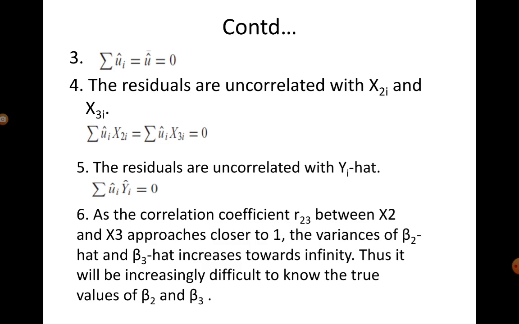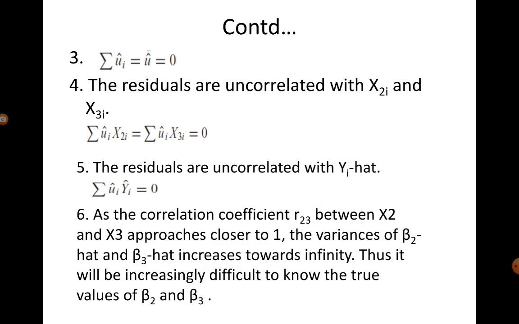The sixth property is something slightly new. It states that as the correlation coefficient R23, this is the correlation coefficient between the two independent variables x2 and x3, approaches closer and closer to 1, the variances of beta 2 hat as well as beta 3 hat will increase towards infinity, right?